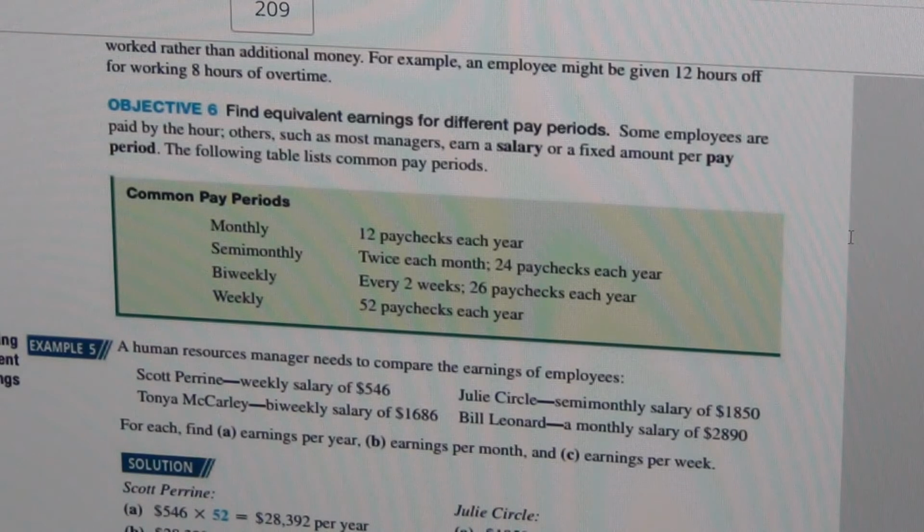So monthly, 12 months, 12 times out of the year. Semi-monthly, you're going to be paid twice each month. That means twice a month, and there's 12 months in a year. That's 24 times in a year.